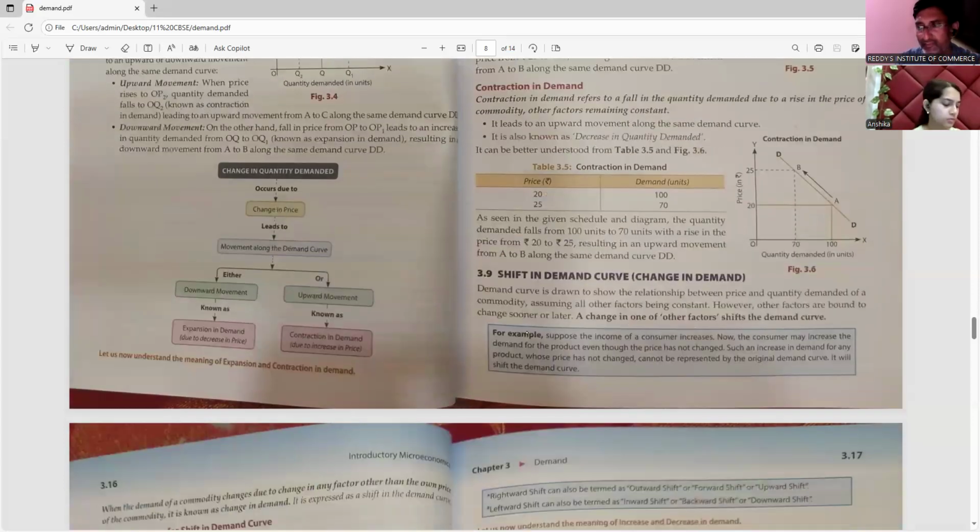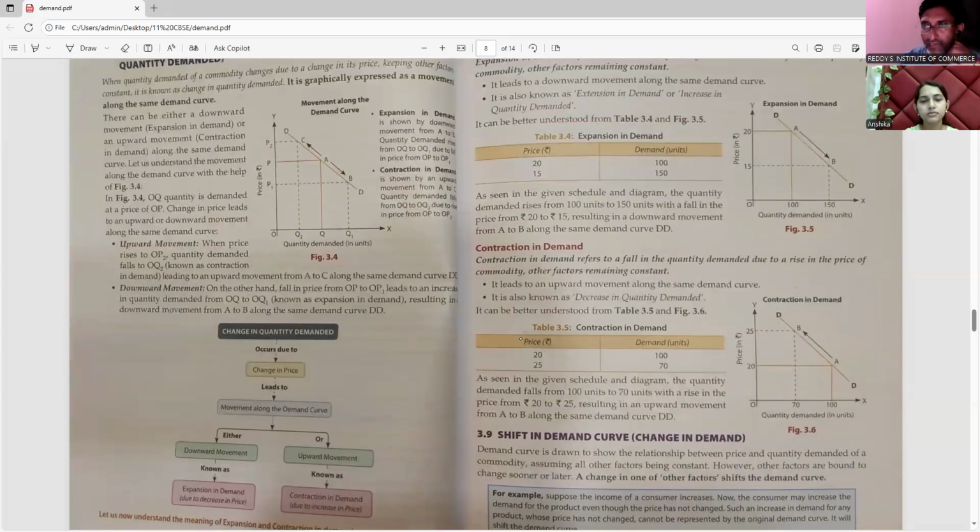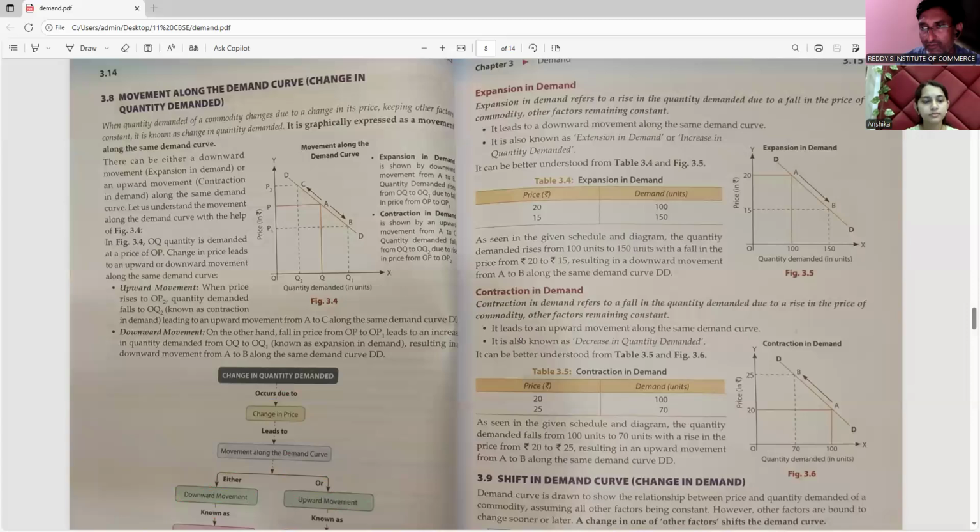So I hope you understood expansion in demand. In which situation is it called expansion? When your demand curve goes to the downward side. Now you can see here briefly.